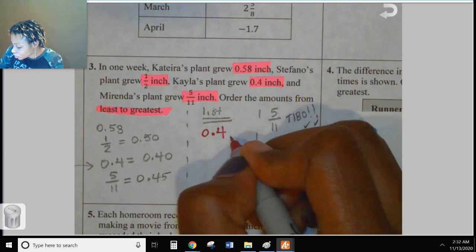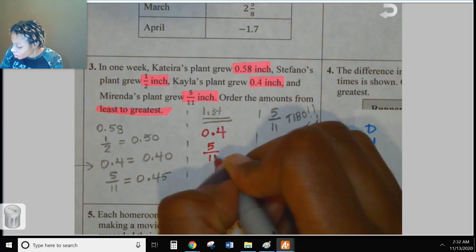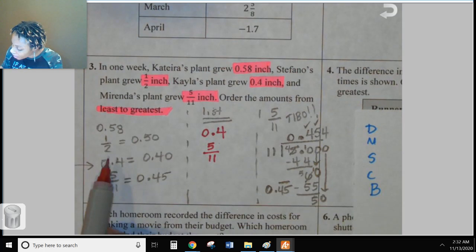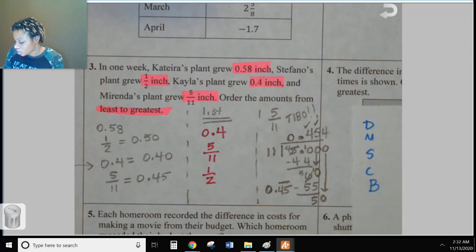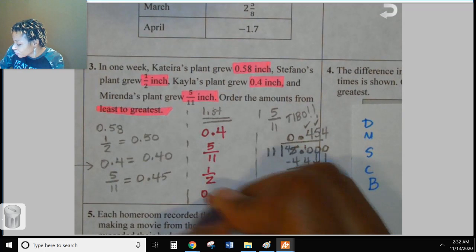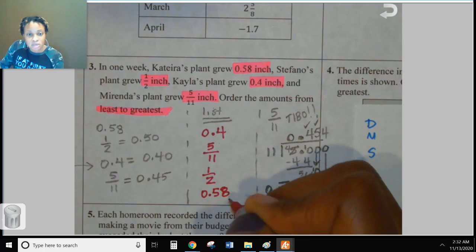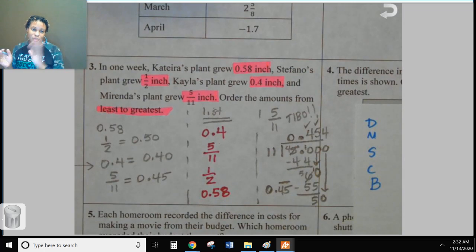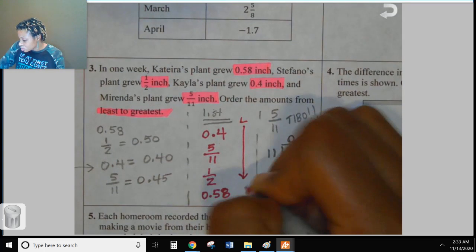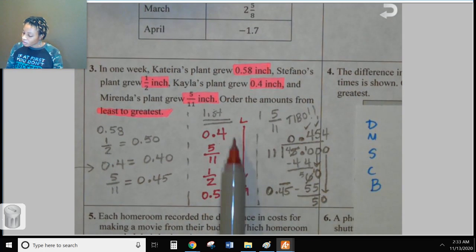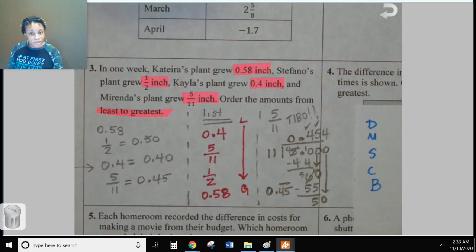Remember, we want to put the original form. Then after that, we would have Stefano's, which was half, and we are putting them in order. And the last would be Katarina's, which was 58 hundredths. So if I had more space, I would have written it in a straight line, but I don't. But this is the order from least to greatest of how the plants grew.